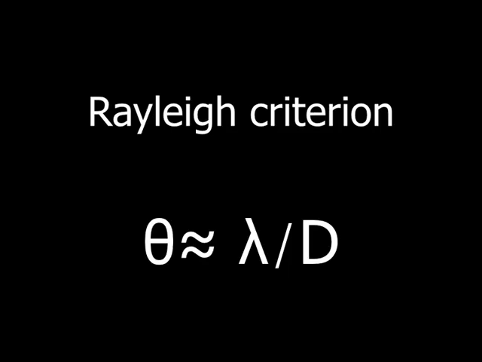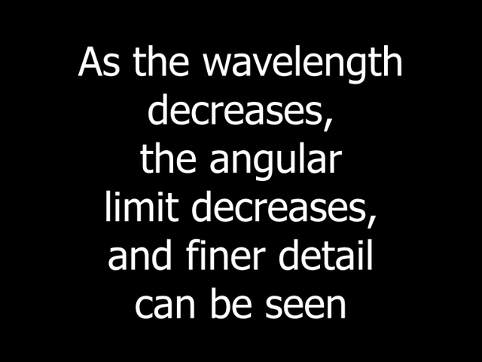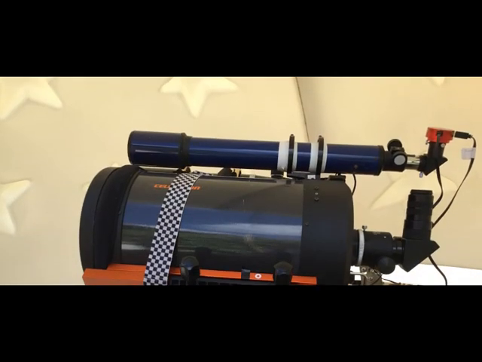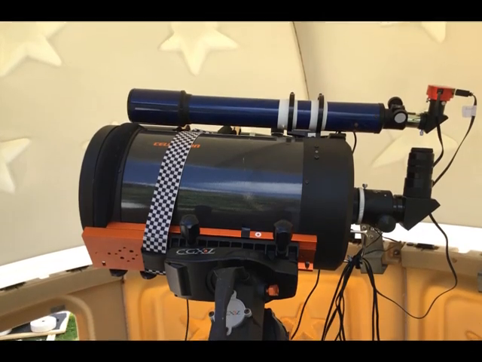The Rayleigh criterion is approximately given by the wavelength of the light divided by the diameter of the telescope. The smaller the wavelength, the smaller the Rayleigh criterion, and the finer the detail that can be seen. This means the resolution at violet light, around 400 nanometers, is almost half that of red light, at 750 nanometers. The greater the telescope diameter, the smaller the resolution, and the finer the detail that can be seen. This is one reason why large diameter telescopes are constructed.